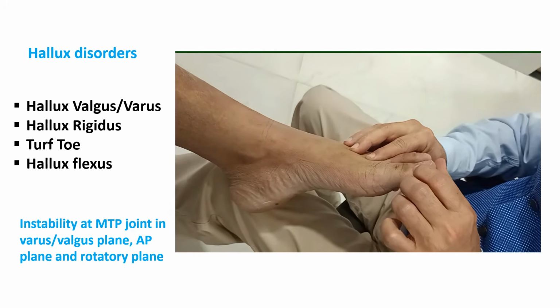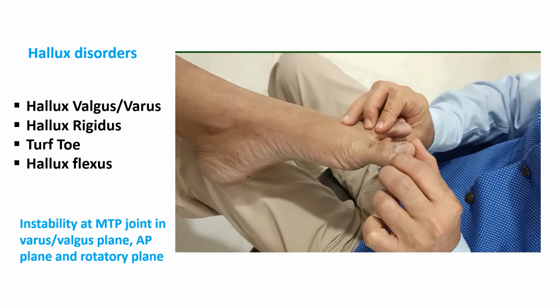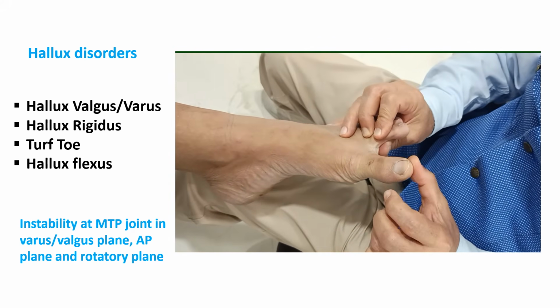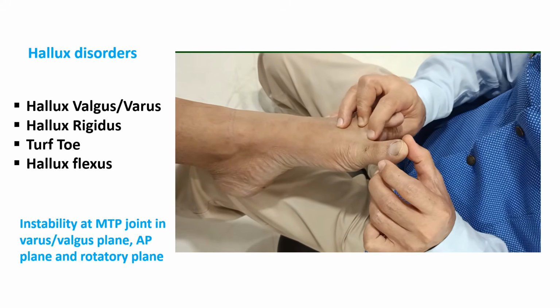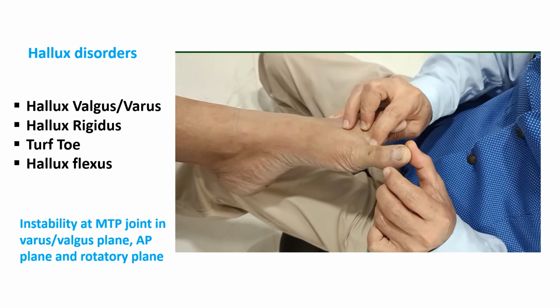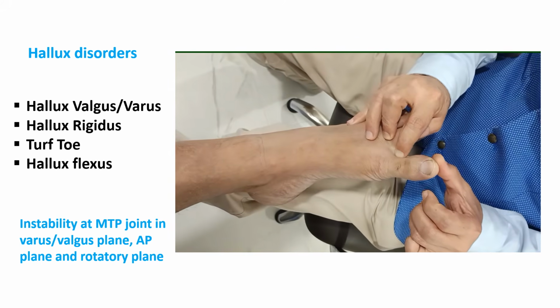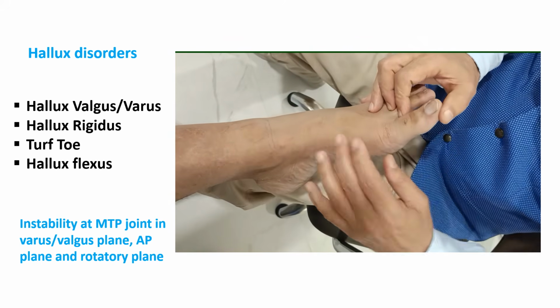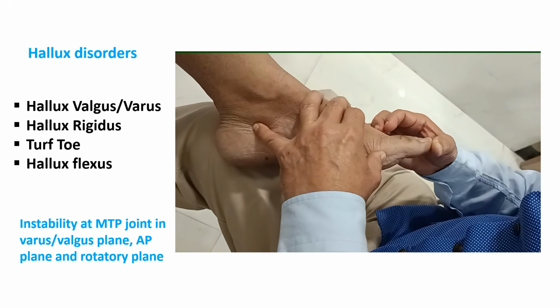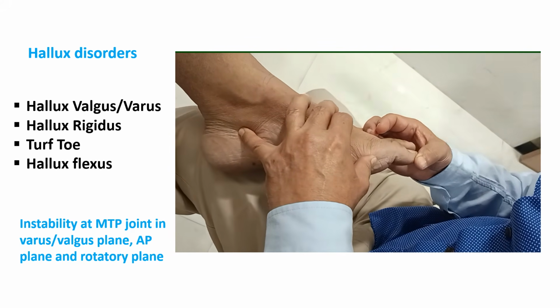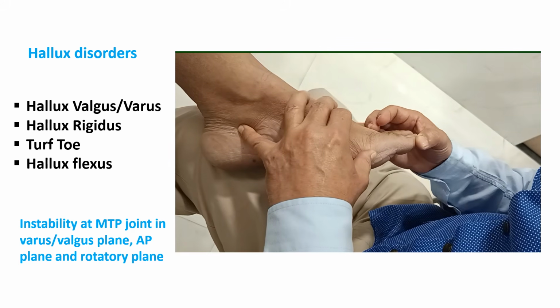And apart from that, we must check the instability in the varus valgus plane, and if there is tenderness on the lateral side, it may be suggestive of an injury of the lateral collateral ligament, and here you may see an opening or tenderness which is reflective of a medial collateral ligament injury.